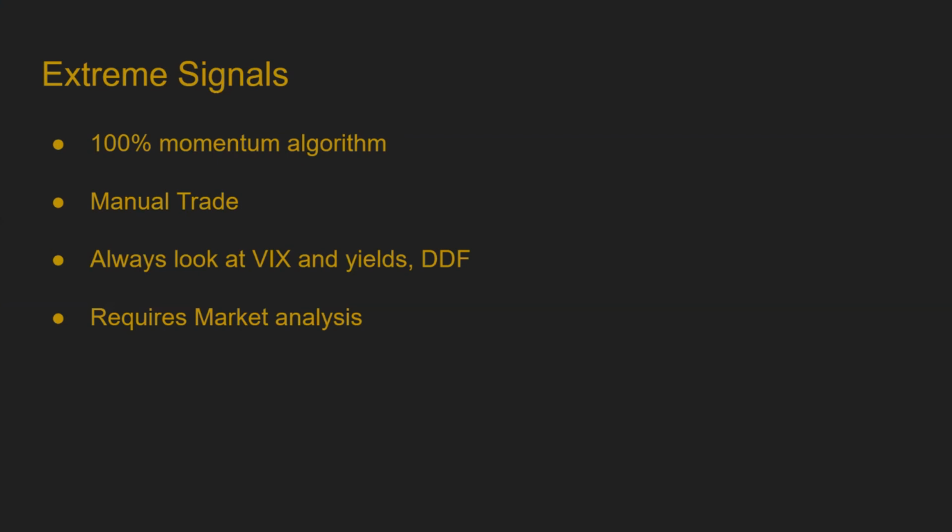So you should always keep your eyes on the VIX and the yields. Always make sure to see that they're both going in the same direction. VIX up and yields up mean market down. VIX down and yields down means market up. Also, pay attention to the DDF. It's going to tell you what the current momentum of the market actually is. And since this is a 100% momentum algorithm, that's why we use the DDF.